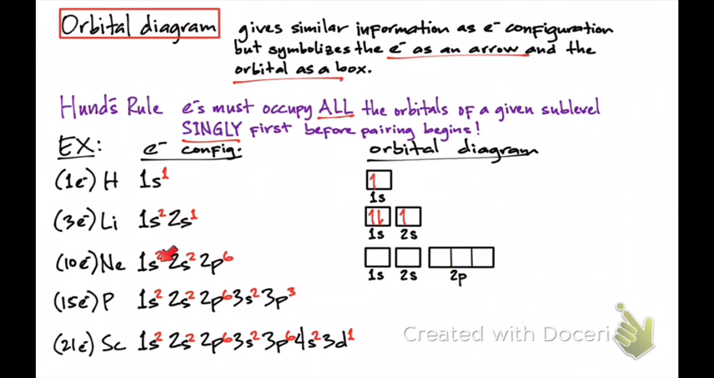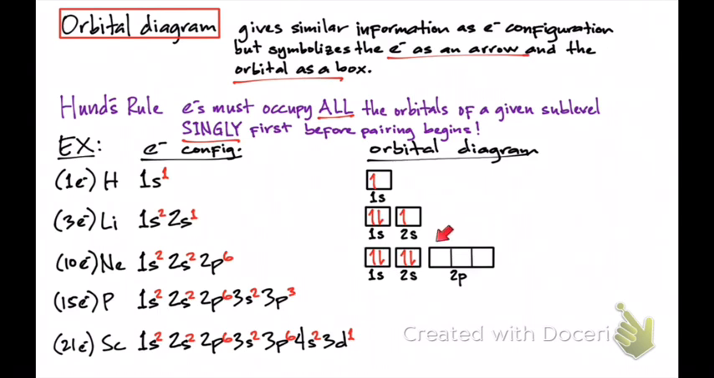All right, so how would we fill these boxes with electrons? Well, according to Hund's rule, electrons must occupy all the orbitals of a given sublevel singly with 1 electron first before pairing begins. And so we can do the same thing for 1s and 2s as we did for the previous examples. So you have 2 electrons here, or a pair of electrons, one spinning up and the other one spinning down. Same thing for the 2s.